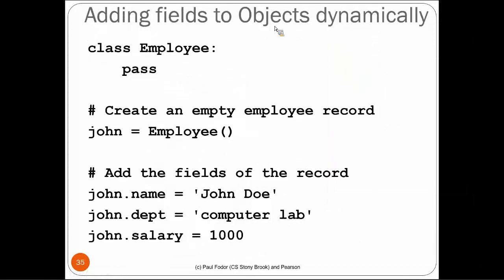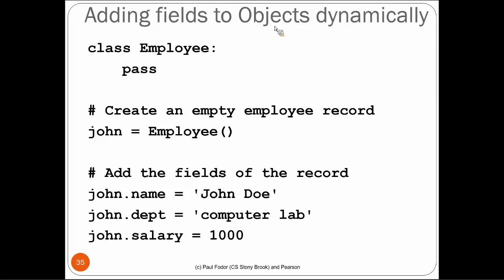Okay. So how do we add fields to objects dynamically? Let's assume that we create an employee class, we pass the implementation, that means that we will implement it later, and then we create an empty employee object like John, and we can add dynamically fields to John. So John.name is John Doe, John.department is computer lab, John.salary is 1000, and so on. So you don't need to implement, like in Java, classes with exact set of fields. You can actually dynamically add fields to classes as you actually use them.